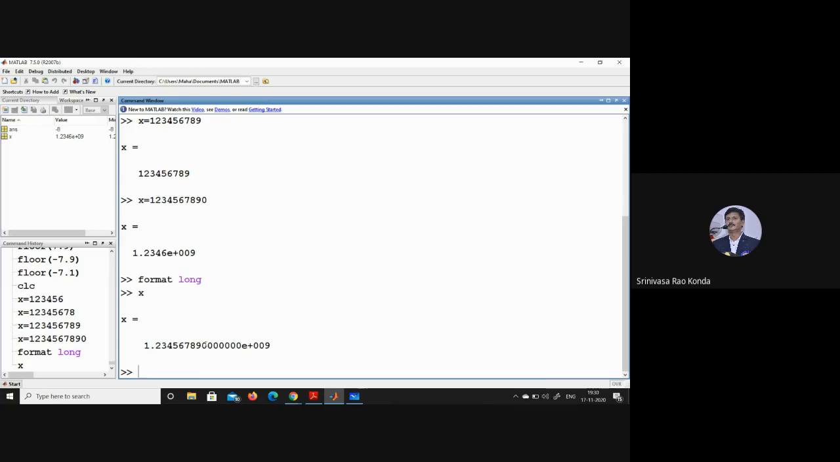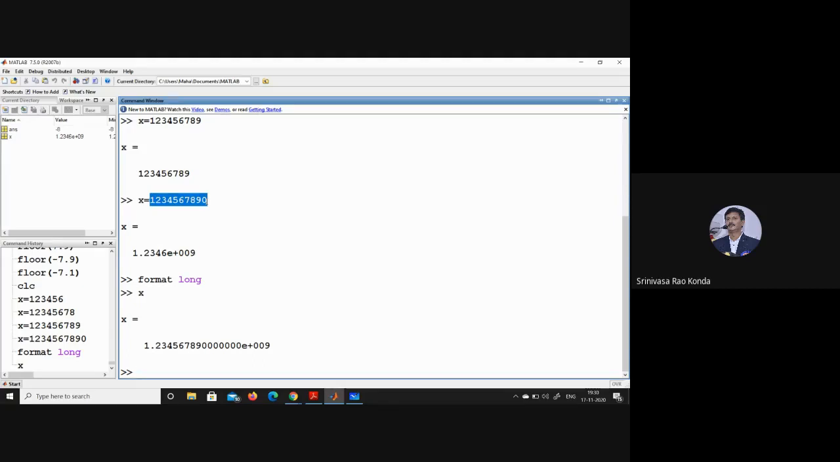1.2346789 0, 0, 0, 0 into 10 to the power of 9. Suppose if you multiply with 10 to the power of 9, what will happen? 9 digits will go to the left hand side. That answer is exactly equal to my value. Did you understand my point?